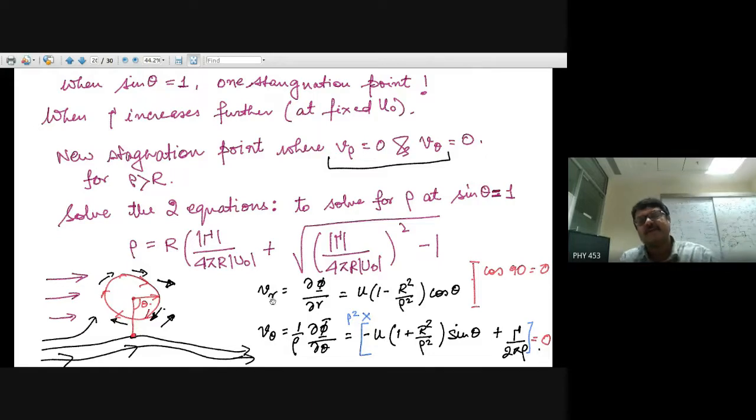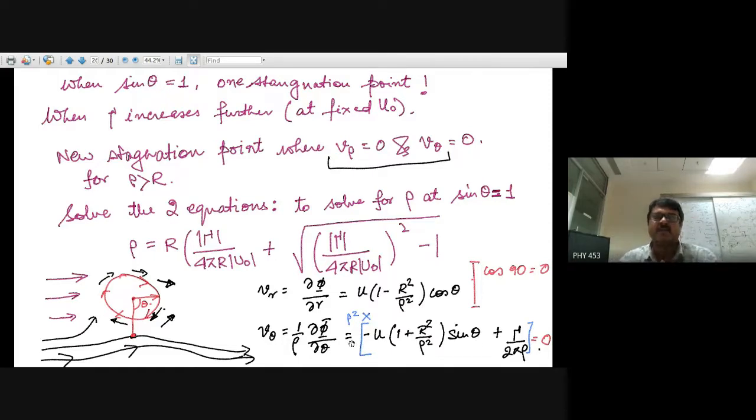The only way it can be 0 is by having cos theta equal to 0, and cos theta is equal to 0 for only theta equal to 90 degrees, which means the stagnation point will be just below here. It will still maintain 90 degrees. And then at this point, V theta also has to be equal to 0. So theta has to be 90 degrees.